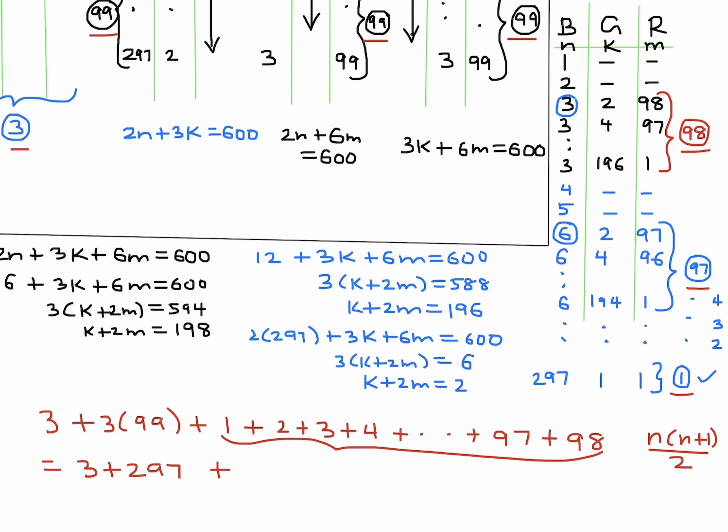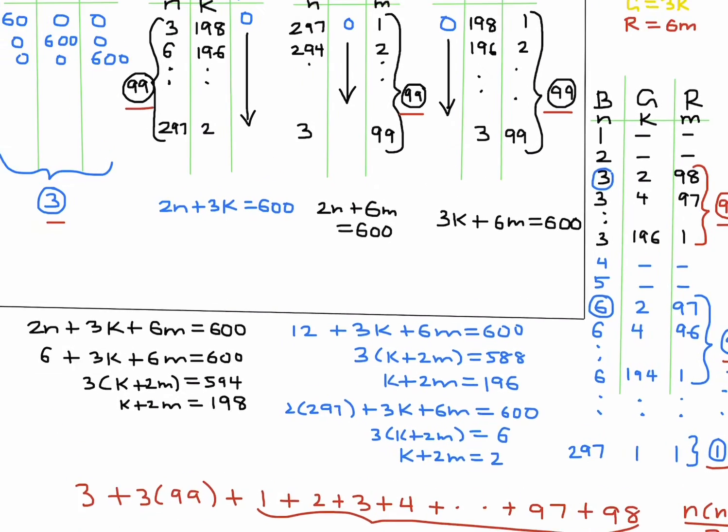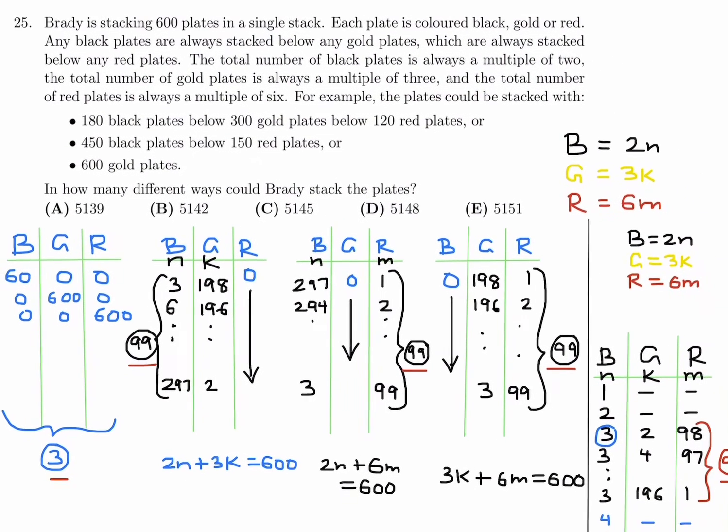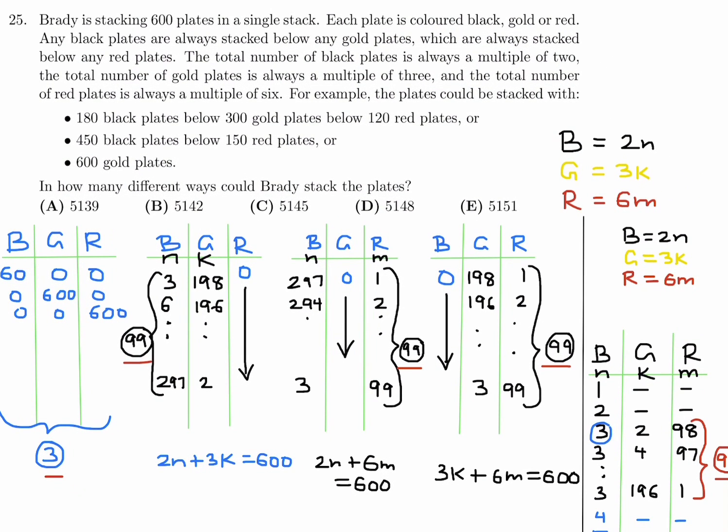to add consecutive numbers, that can be 98 times 99 divided by 2. So that looks like 300, and then 98 times 99 divided by 2 is 4851. And when you add it to 300, it becomes 5151. And that's it. So, challenging question. The answer to number 25, 5151, that is choice E.